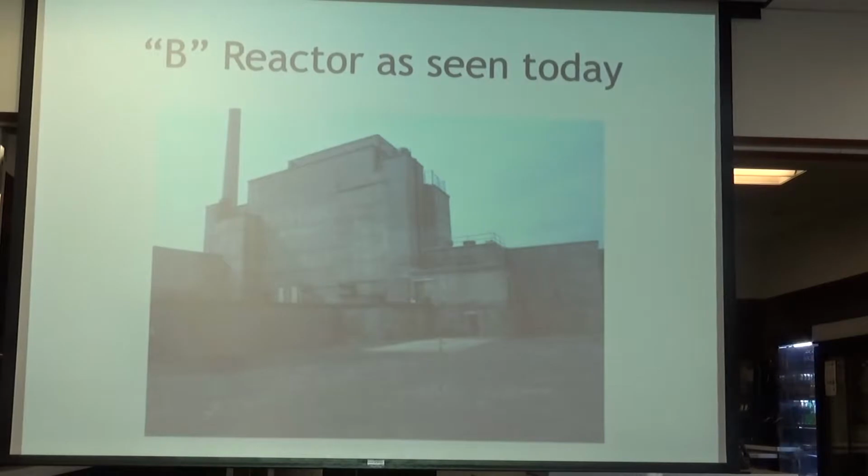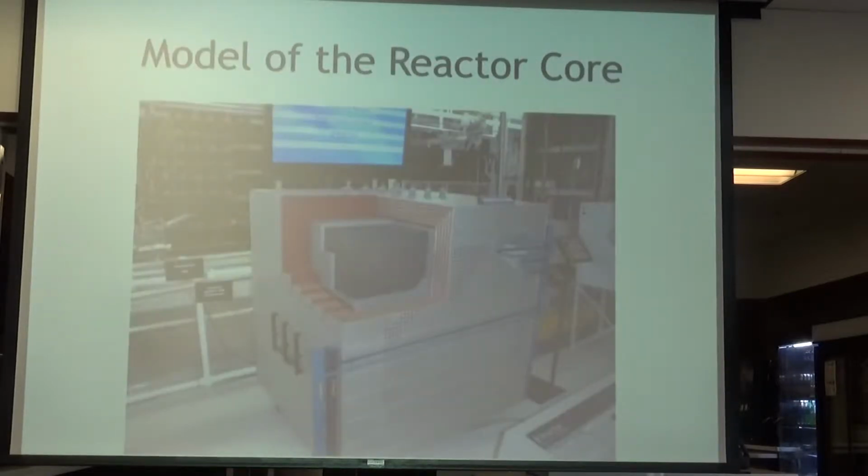This is what it looks like today, the B Reactor site. On the left side are railroad tracks that took the irradiated materials over to the site where the plutonium was reclaimed, and over on the right side is where you'd enter right there to view the reactor these days. This is a model of the reactor. It has a graphite core. Graphite is a moderator for neutrons. And a lot of shielding around it.